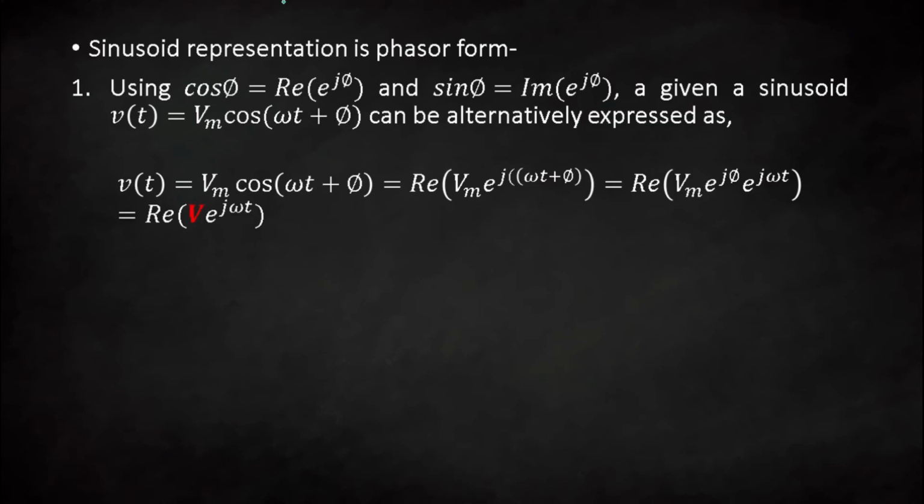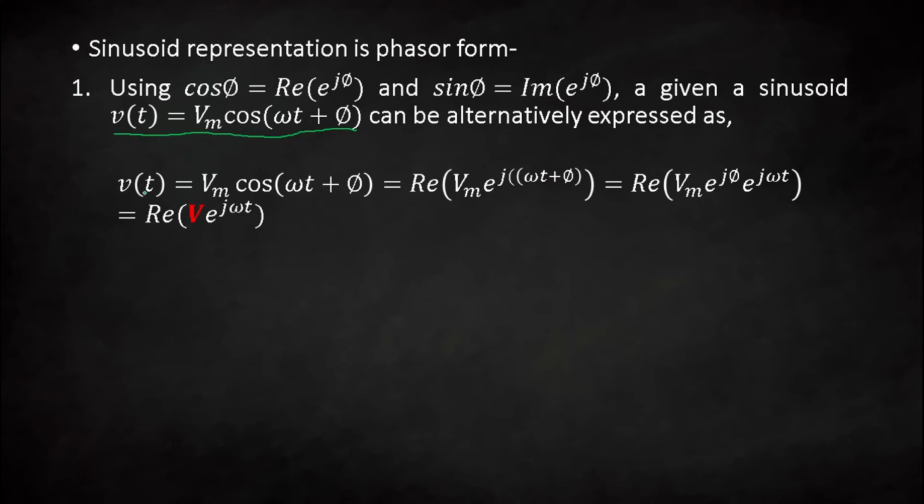Now, sinusoidal representation in phasor form. Cos phi is the real part of e raised to j omega, and sin phi is the imaginary part of e raised to j omega. Let's say a sinusoidal signal is given, Vm cos(omega t plus phi), and we want to find the phasor form of this sinusoidal representation.